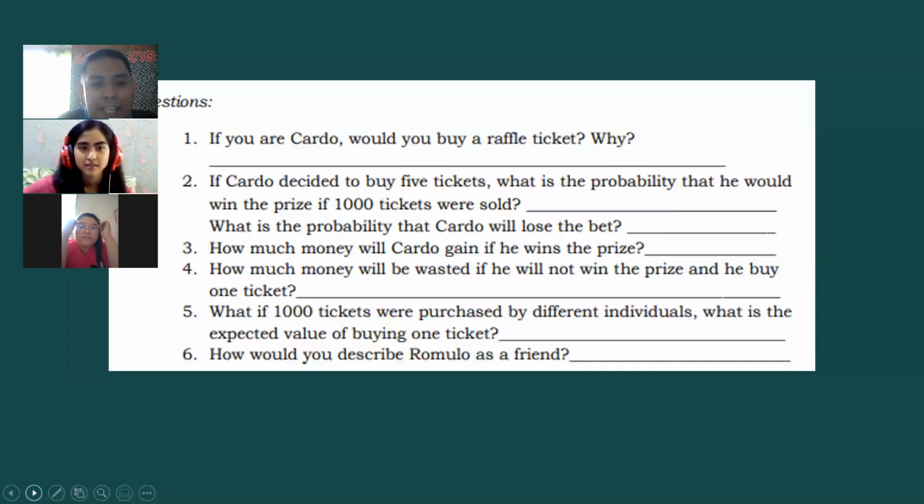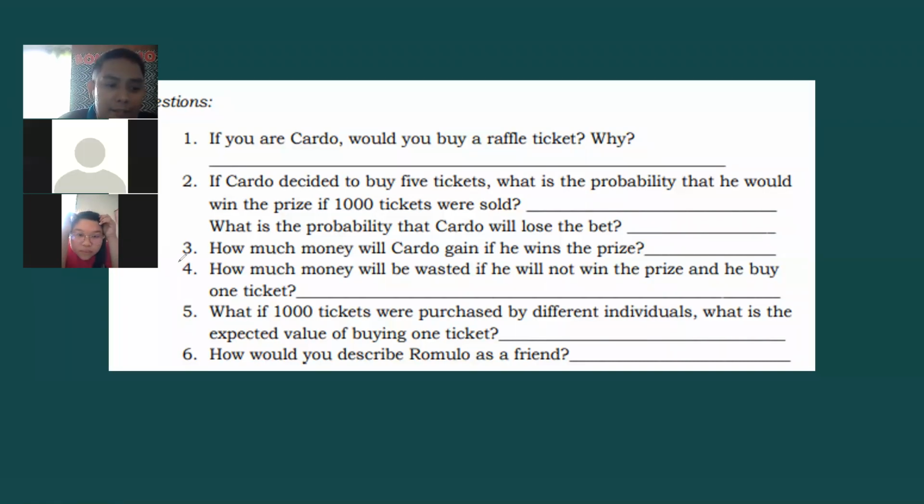Okay? If Cardo decide to buy 1 ticket, what is the probability? If he buys 5 tickets to win, 1,000 tickets were sold, anong probability na manalo siya? 5 over 1,000 po. Correct. Kasi meron kang 5 tickets out of 1,000. So, ibig sabihin, ang probability na manalo ka ay 5 over 1,000.